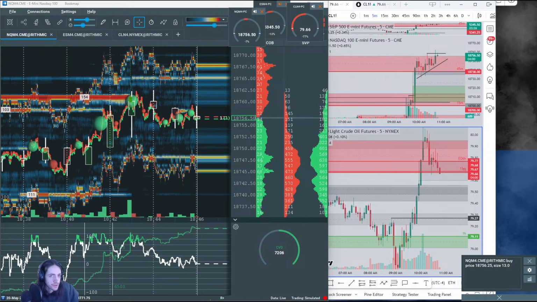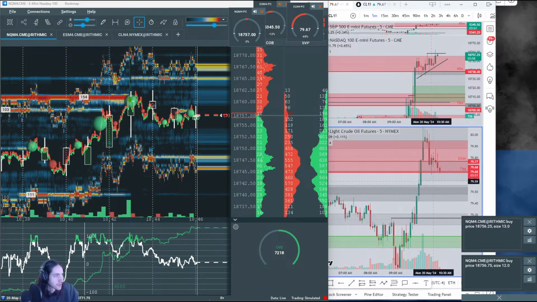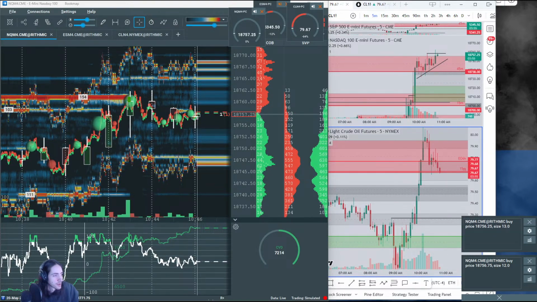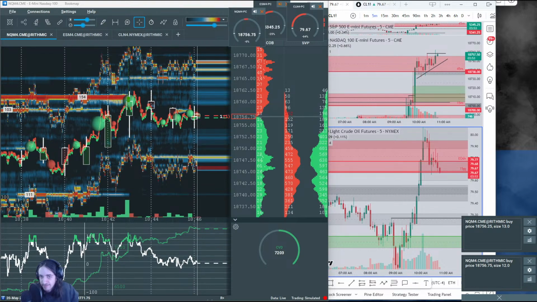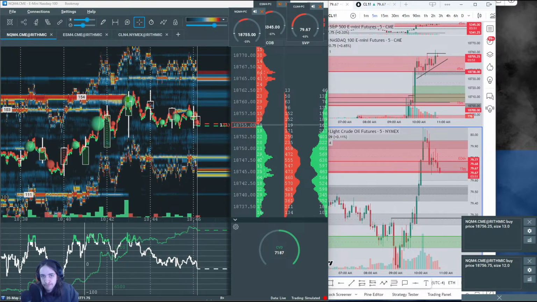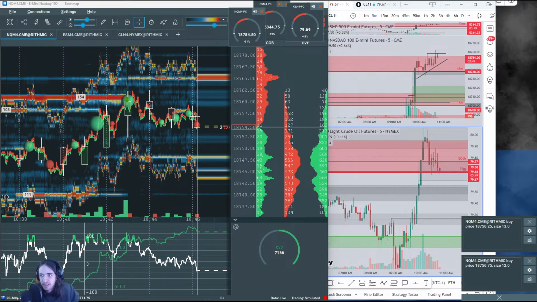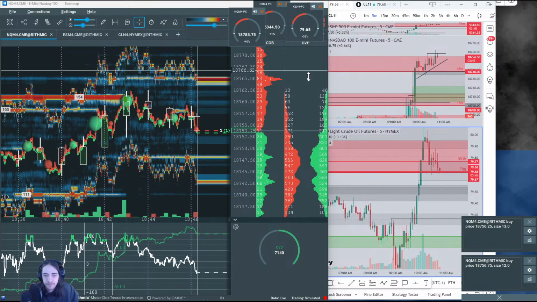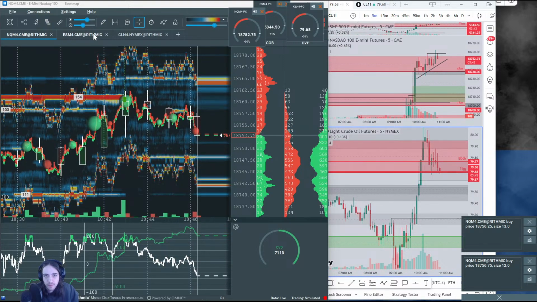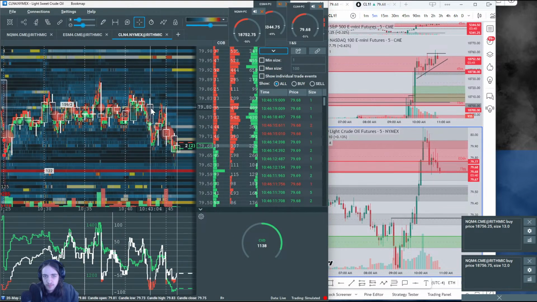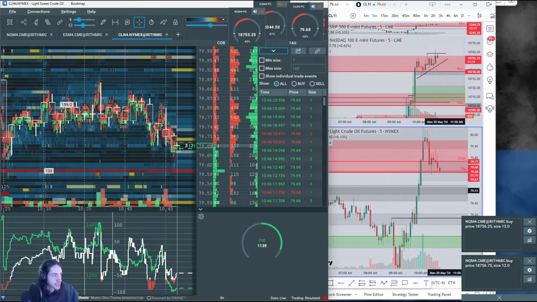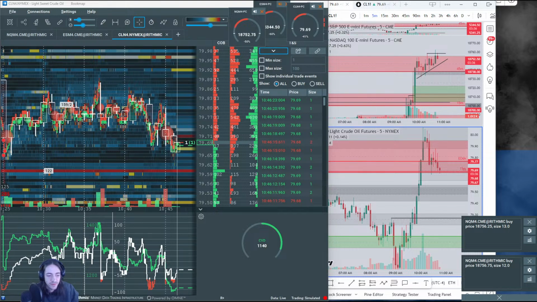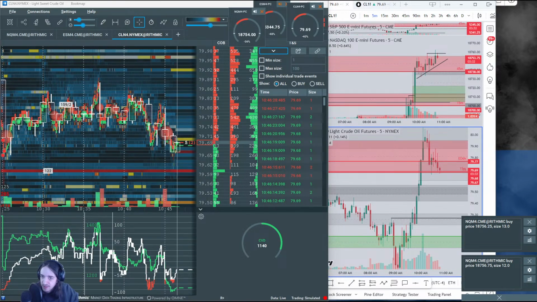Nasdaq having trouble up here. Crude looking like it's ready to go. Everything's just so choppy right now. Crude could be like a 10-cent target right there. VWAP. Like the 59.60 level.